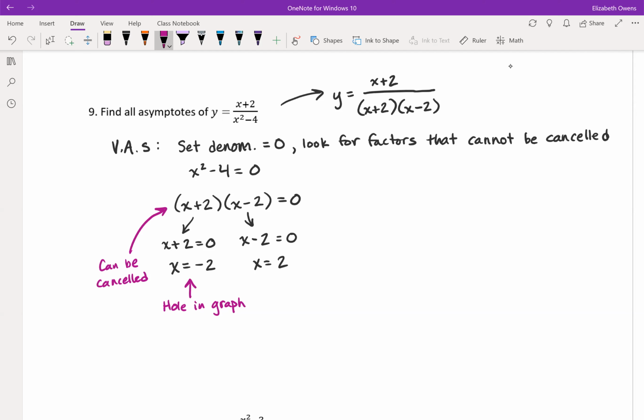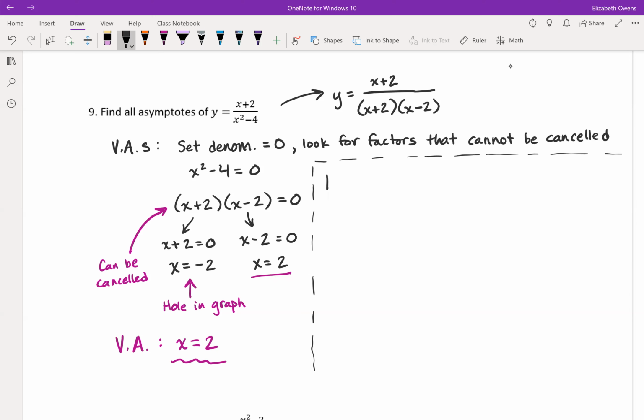So our vertical asymptote here is just going to be the second line or value from the factor x minus 2. Vertical asymptote is x equals 2. And notice how that is already in the form of a vertical line. x equals some constant. Okay, so there's our vertical asymptote. And now let's investigate our other types. We'll move to the horizontal asymptotes.